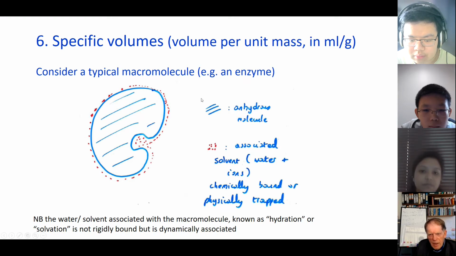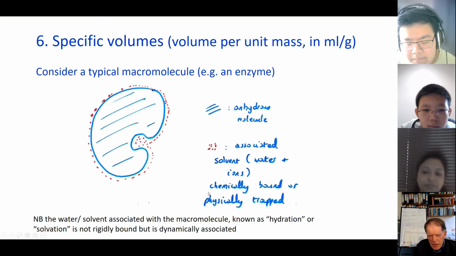So on this diagram, the blue, maybe I should have used red actually and blue for water, but blue represents the anhydrous molecule and red represents the associated solvent, which is chemically bound or trapped, so bound in a dynamic way.